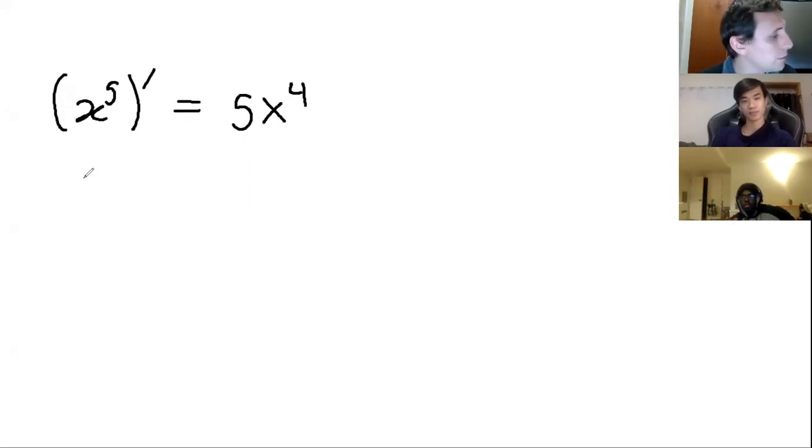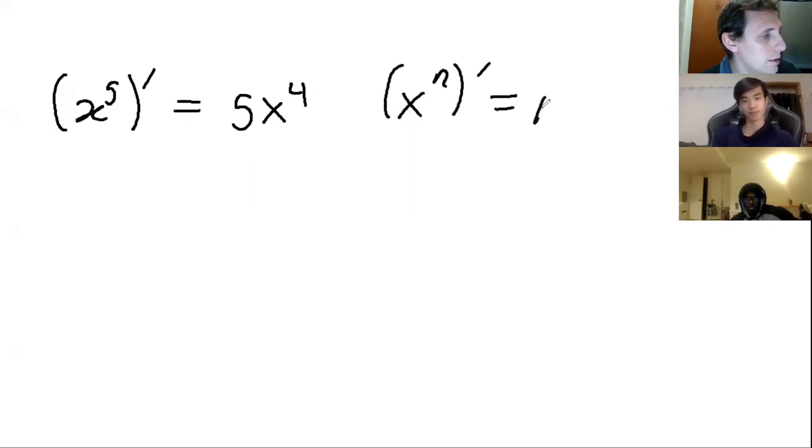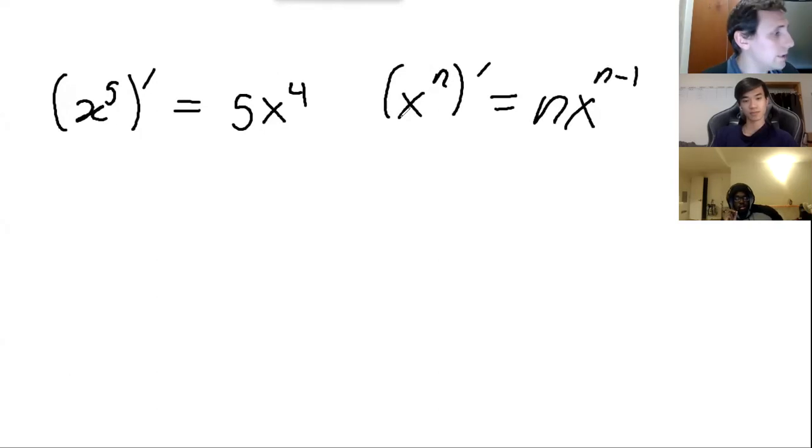If you are dealing with any integer in particular, so it's x to the power of n, where n is a positive integer, take the derivative. It happens to be n x to the n minus 1. Yes? That's for any positive integer. Now, it's a slightly different situation.